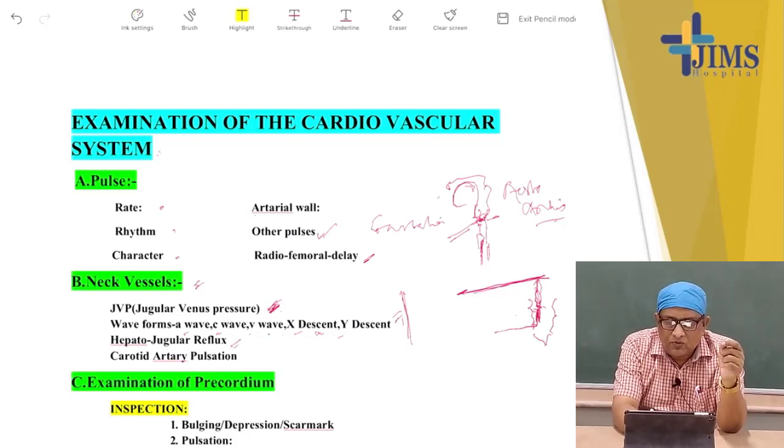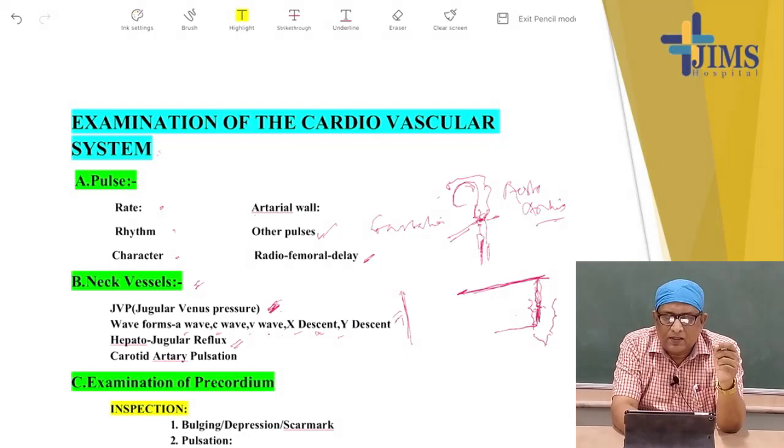Then sometimes you have to do hepatojugular reflux. If you give pressure over the liver, that will be transmitted to the jugular vein. Normally the jugular vein is not distended, but on giving pressure over the liver, the jugular vein is distended. That is called hepatojugular reflux. It may sometimes be found in early heart failure. And the carotid artery pulsation, as I have mentioned, is a jerky pulsation, and it is internal to the sternomastoid muscle.